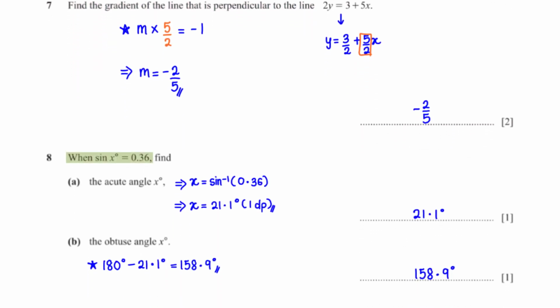When sin x degrees equals 0.36, find the acute angle x degrees. To get the acute angle x, we take sine inverse of 0.36, which is equal to 21.1 degrees rounded to 1 decimal place. Find the obtuse angle x degrees. To get the obtuse angle x, we subtract 21.1 degrees from 180 degrees, which is equal to 158.9 degrees.